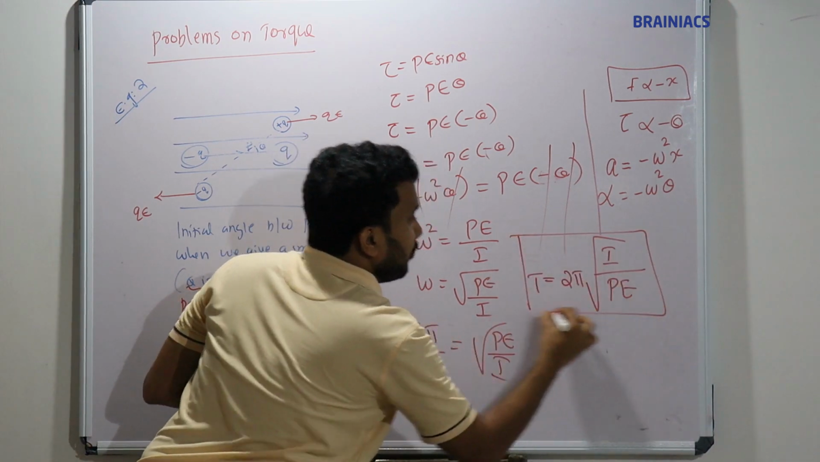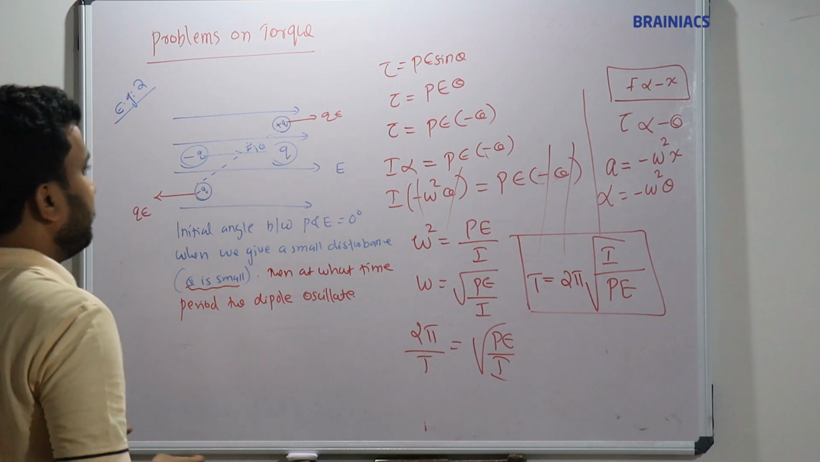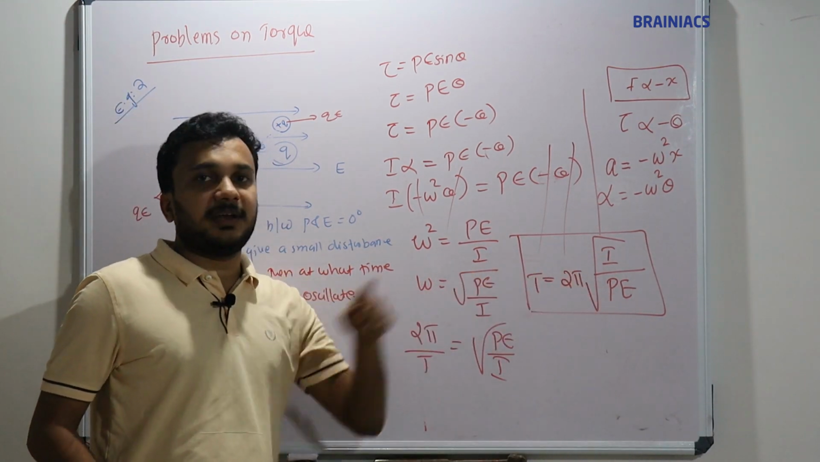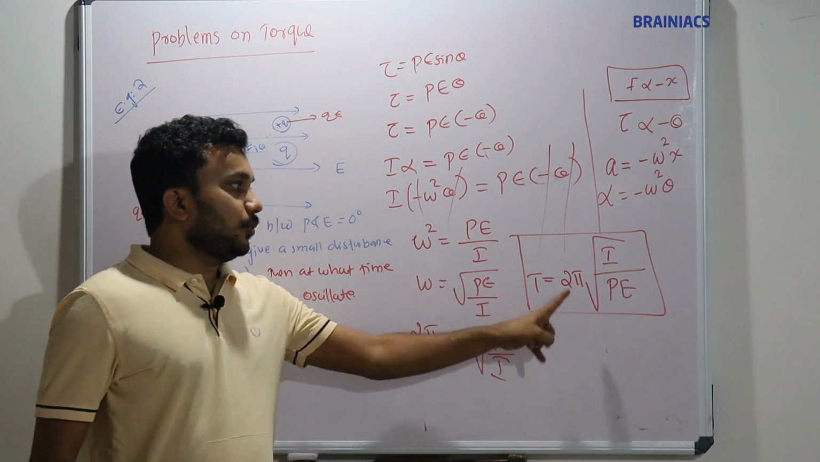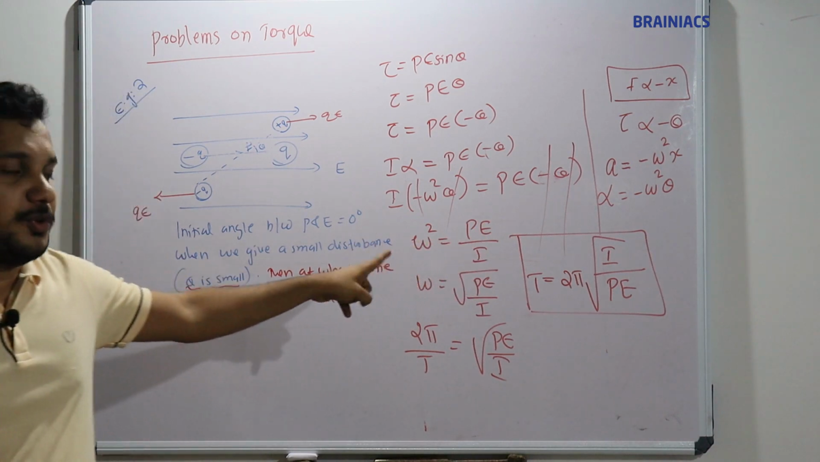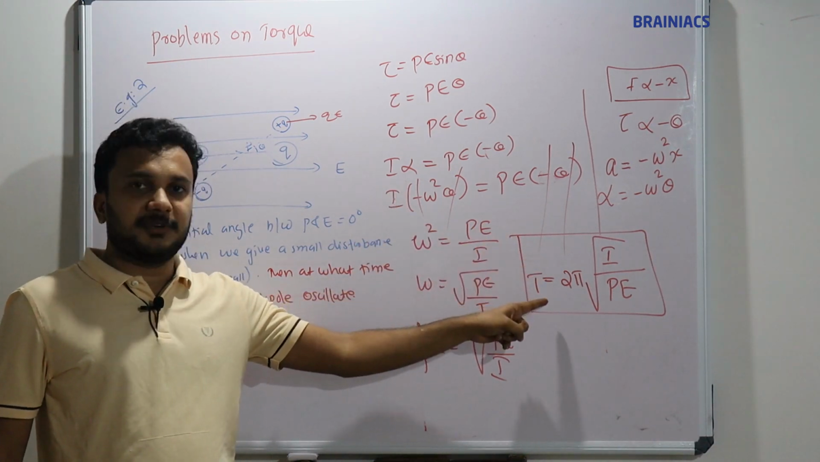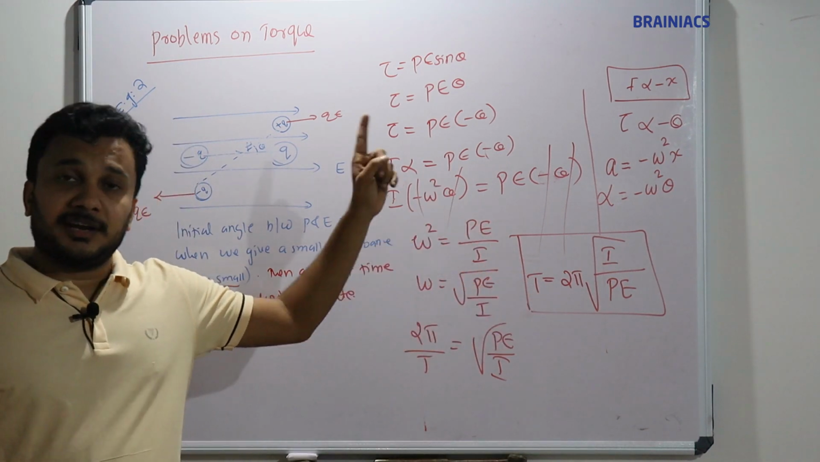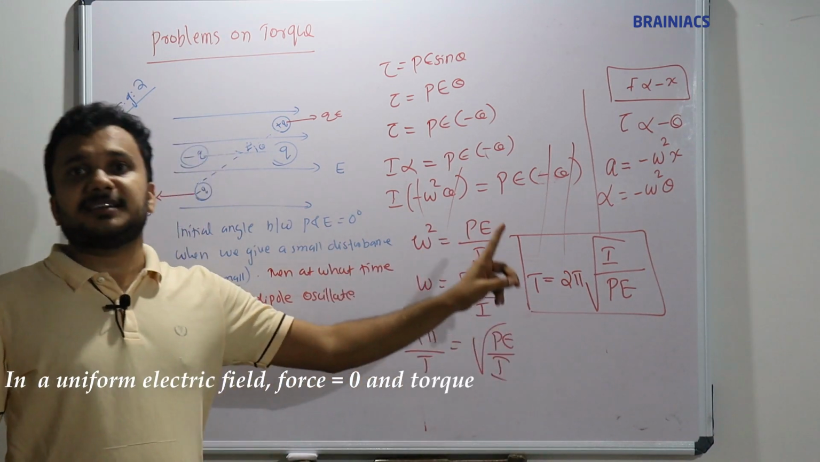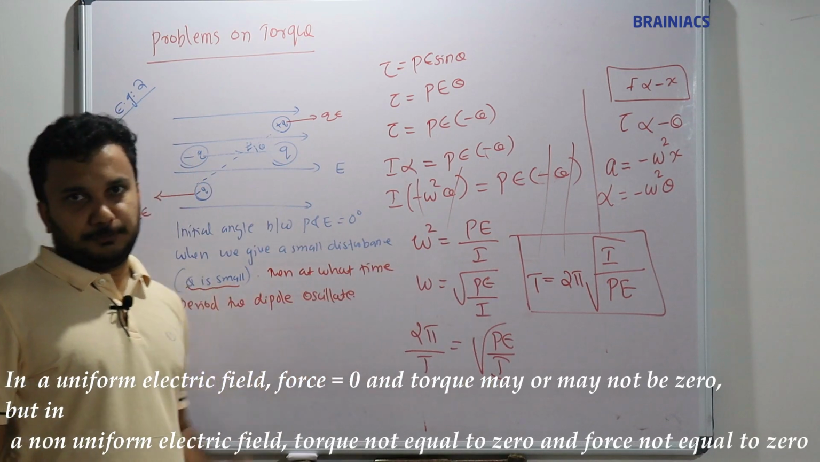This is a very important relation. It gives the time period in terms of the moment of inertia, dipole moment and electric field: T equal to 2 pi into root of I by PE. Remember this equation, put it in a box. Normally this comes a lot in entrance examinations. They will directly ask for the formula as it is, or they will give you the values and you have to substitute and find the value.